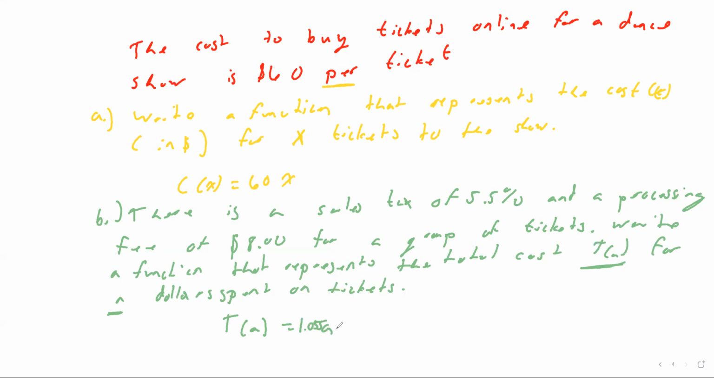This would be the same thing as if you get a 15% tip. To figure that out, you just take your result and multiply by 1.15 to get your total answer. And then there's an $8. So we got this 5.5% taken care of, but there's this $8 processing fee. It doesn't say per or anything, so I'm going to go with that's just a one-time deal. So in this case, that's 1.055A plus $8.